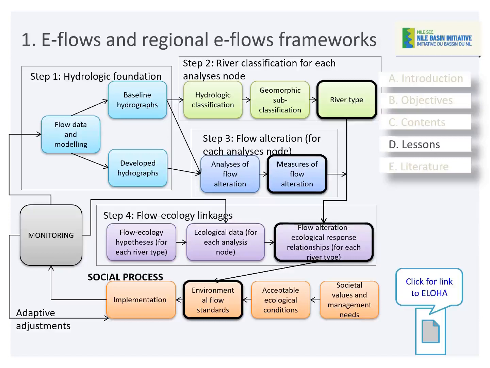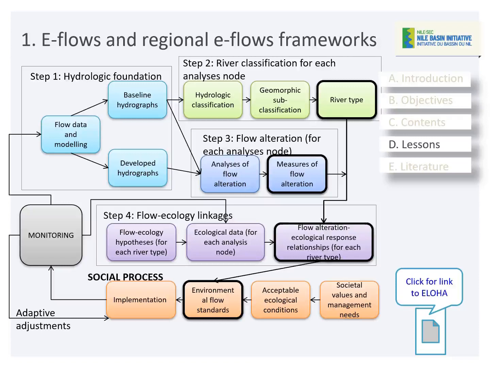So the first step is to understand what the variability of flow has been like within the basin, how it has changed, and how it will change in the future. The second step is to understand what it is that we're dealing with, and this is where we consider the hydrologic classification of different ecosystems, geomorphological considerations and sub-classifications, and that would lead us to understand what the different river types would be. And remember, this is focusing on ELOHA, which has historically been established, and this is not the Nile eFlows framework yet.